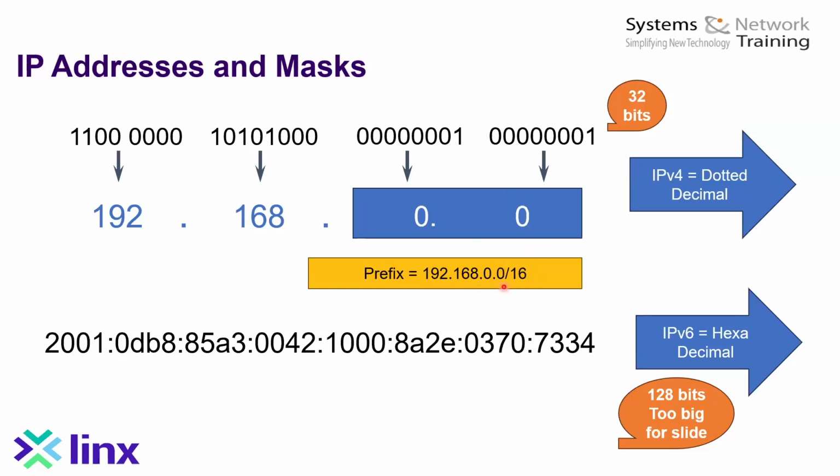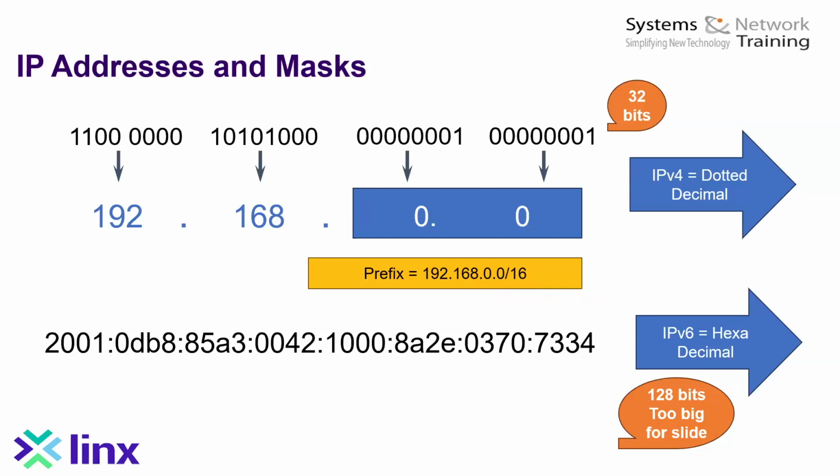This then, by using a mask of 16 bits, is the prefix, or the network that this address lives on. This is the street and town, if you like, that this address lives on. And that is what your router with BGP is going to advertise.